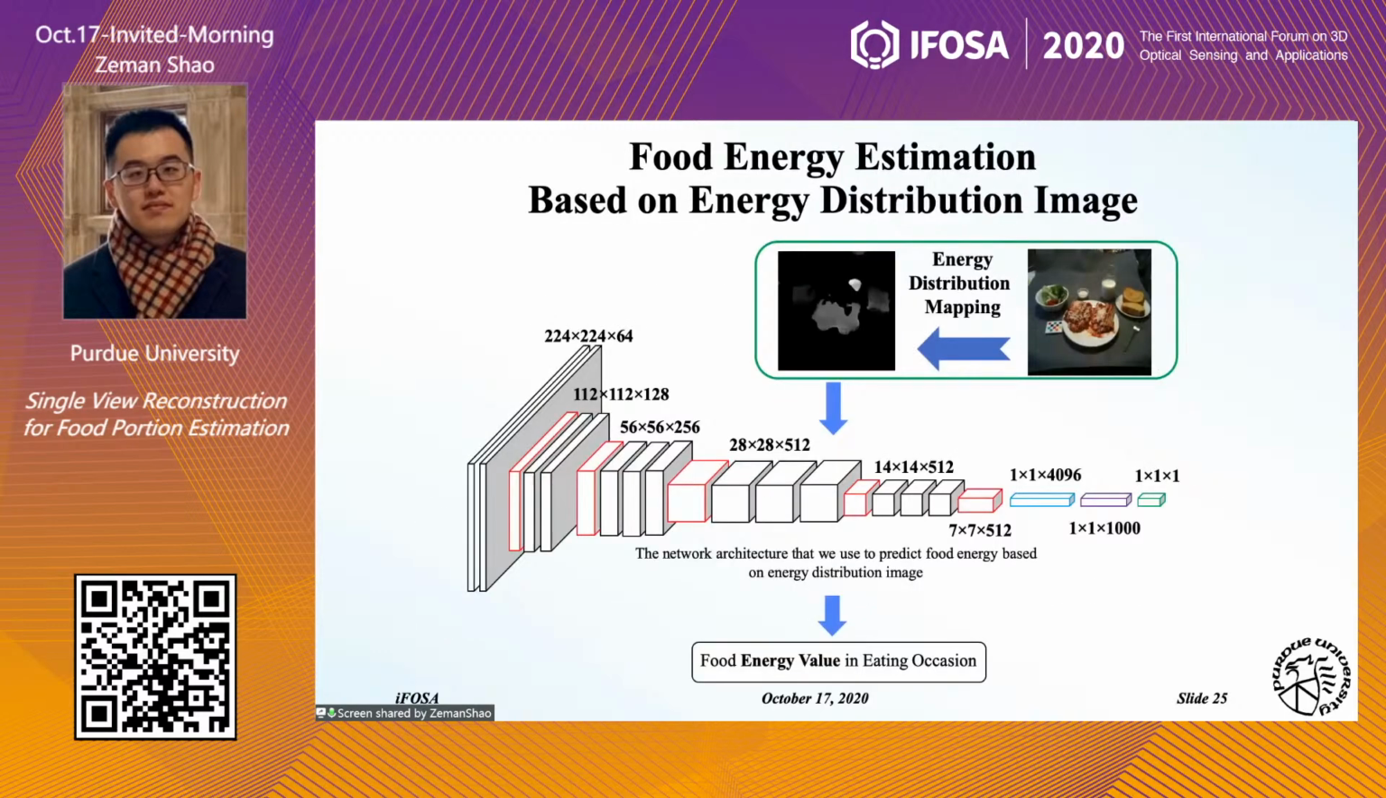Here's the architecture of the regression model we use to predict food energy based on the energy distribution image. We added an additional fully connected layer to convert the VGG16 network output to 1x1 dimension and energy value. We also use the pre-trained weights on ImageNet for the VGG16 architecture and train the network for food energy value estimation based on the energy distribution image.